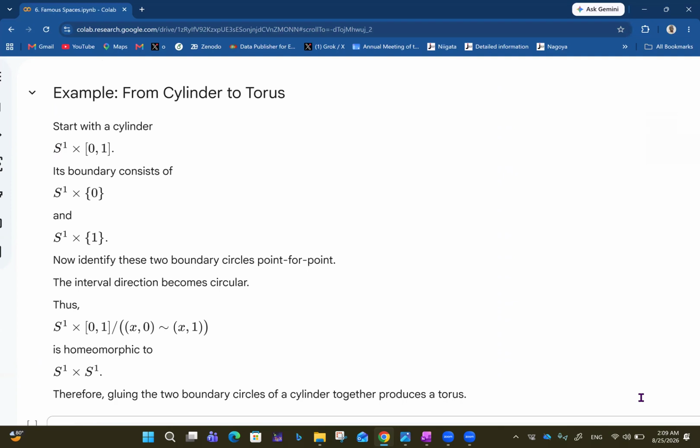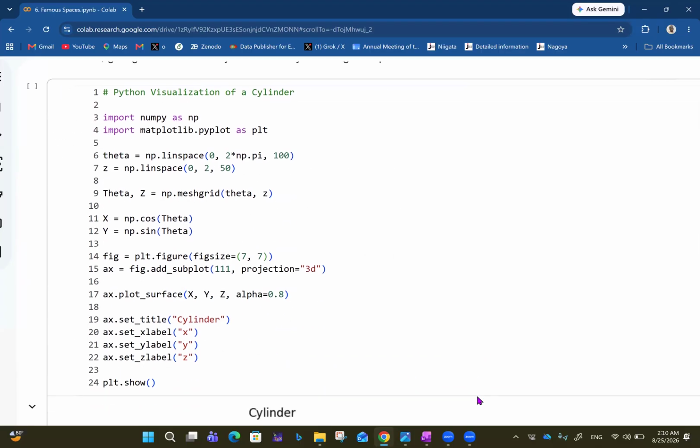How do we transform from a cylinder to a torus? Start with a cylinder, which is the combination of a circle and a height. Its boundary consists of S1 × {0} and S1 × {1}. Now identify these two boundary circles point for point. The interval direction becomes circular, thus S1 × [0, 1] with (x, 0) identified with (x, 1) is homeomorphic to S1 × S1. Therefore, gluing the two boundary circles of a cylinder together produces a torus, like that.